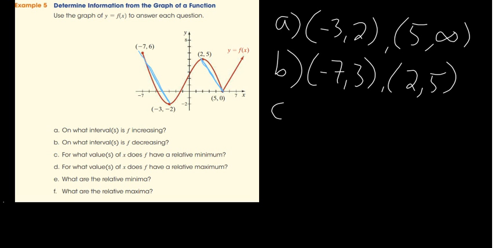Okay, C. For what values of x does f have a relative minimum? Again, we're simply looking at peaks and troughs. For this one, we're looking at the trough, the bottom. The relative minimums here look like right here and right here. What value of x? All I have to do is look at the x values. My x values are x equals -3 and x equals 5. Those are the values of x where we have a minimum.